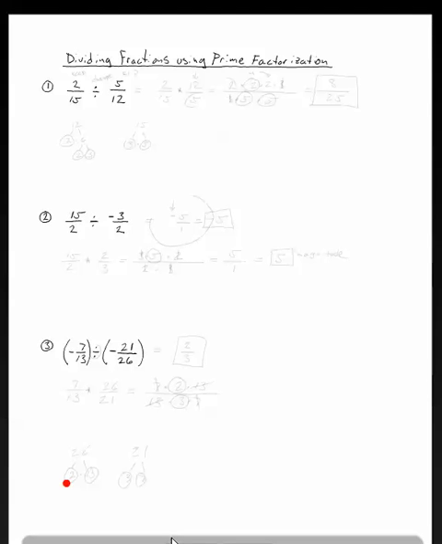Dividing fractions using prime factorization. So the first thing that we want to remember is that to divide fractions, we keep our first fraction, we change division to multiplication, and we flip our second fraction upside down. So we're going to rewrite this as 2 over 15 times 12 over 5.